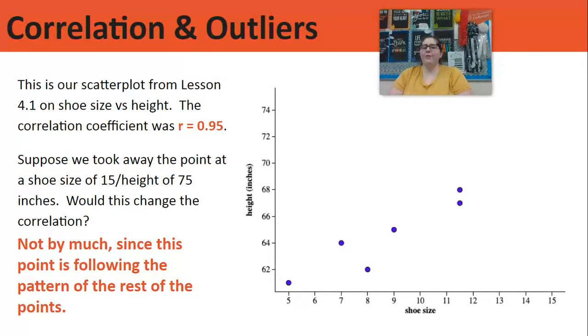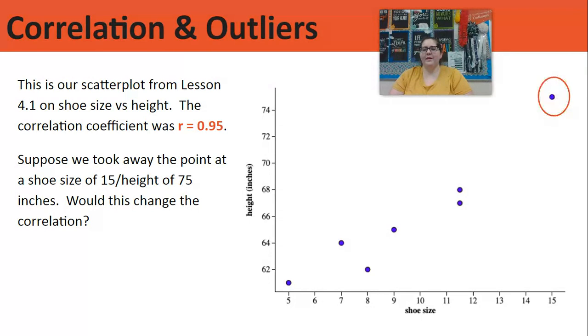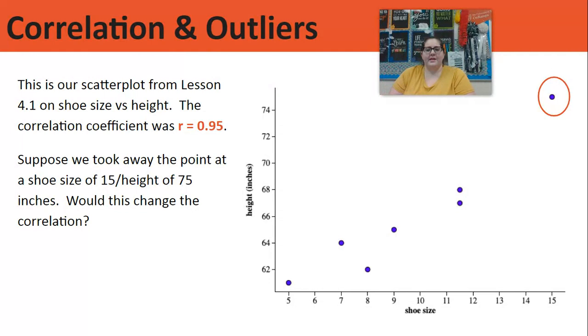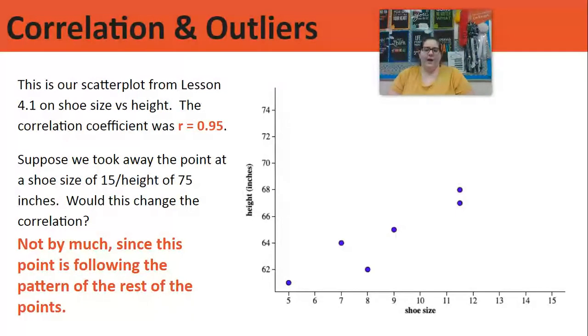In this case, probably not by much, because that point is following the pattern. It's not anything that's out of the ordinary. It's following the pattern of the rest of the points. So in fact, our new correlation, when I take that point out, is R equals 0.93. So it slightly changed, but we would still call that very strong and a positive linear association. So that one point being taken away didn't change things much. Even though you might call it an outlier because it's a little bit further away from the rest of the data, taking it away doesn't change things.